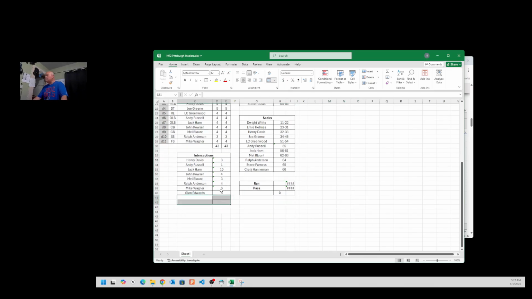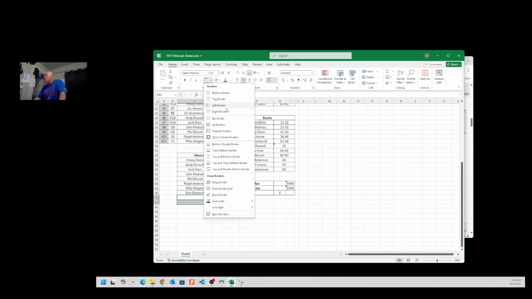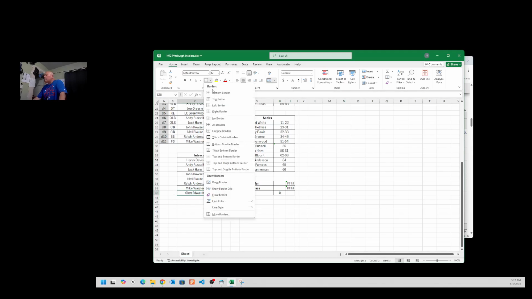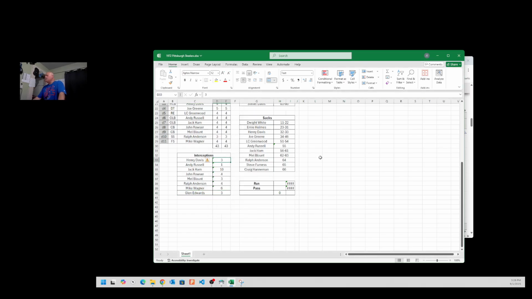Actually, I don't need this. No border. We'll go here and we'll go bottom border. Boom. All right, not a lot of interception players, but probably a lot of interceptions. 10, 4, 3, 4, 6, 3 equals the sum. Equals the sum of these 8.